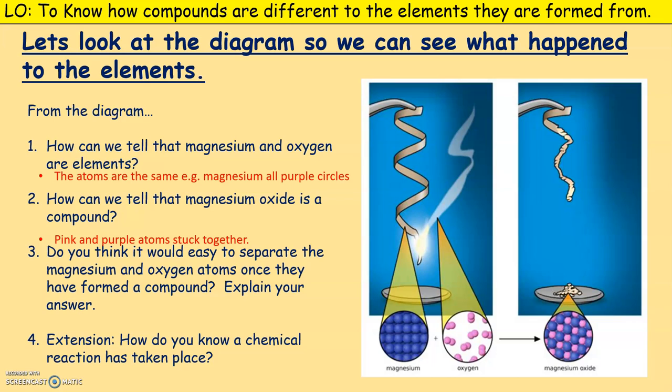The third question asks, do you think it would be easy to separate the magnesium and oxygen atoms once they have formed a compound? Explain your answer. The answer is no. It's difficult because they are chemically bonded together. For your extension question, how do you know a chemical reaction has taken place? You should be able to say that a new product is formed, and you can see a bright white flame from the picture there.